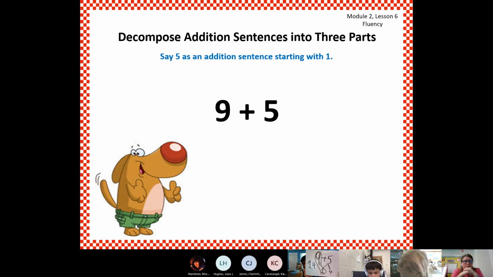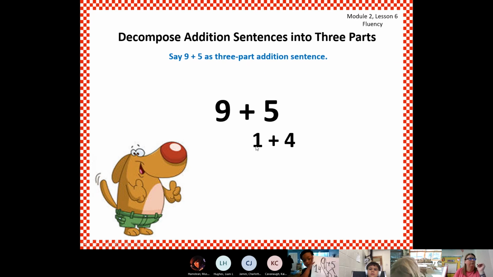Awesome. Looks like you guys are really starting to understand this. Good job. Good, Charlotte. Good, Sophia. Good. So they broke theirs up. 9 and 1 is 10. 10 plus 4 is 14.